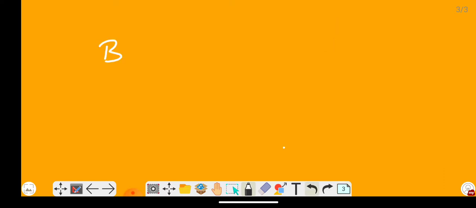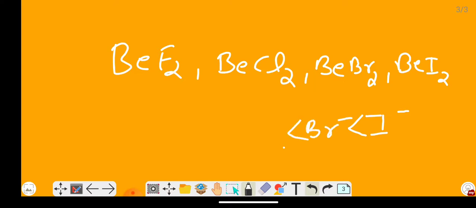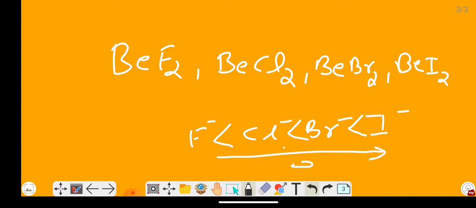Taking the example of BeF2, BeCl2, BeBr2 and BeI2. As we know, the size of I negative will be greater than the size of Br negative, then Cl negative and then lastly F negative. This is the size order.